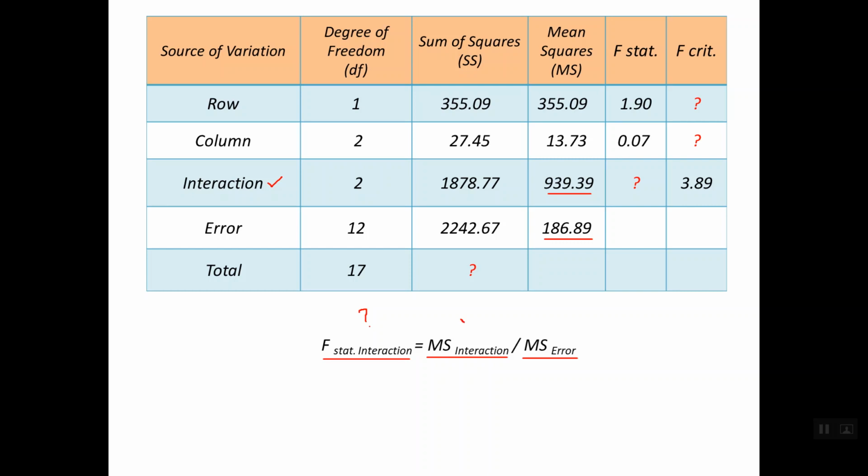The mean square is known, and the MS of the error is known. So we can simply substitute. So this is the MS for the interaction, and this is the MS for the error, and this is the final value of the F for the interaction.